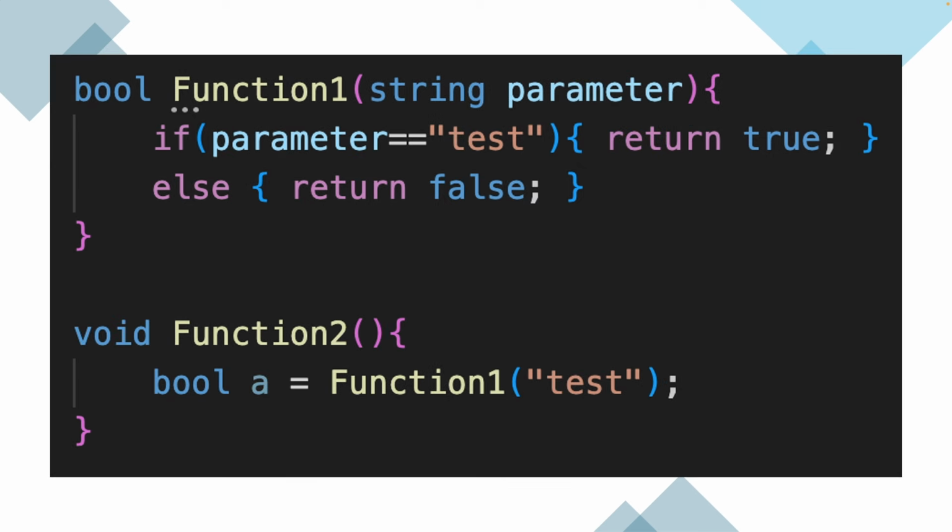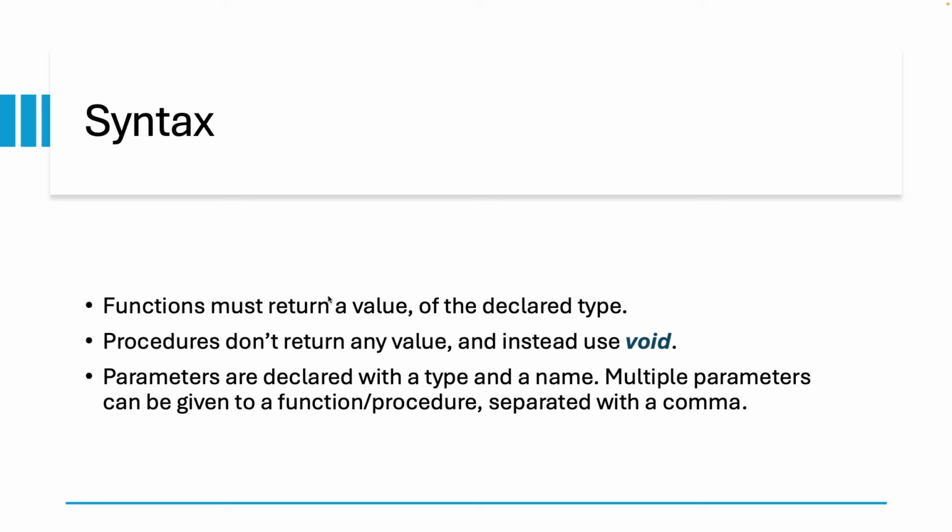We can call our function from anywhere. So we call function 1, and we set parameter to this string, checks it, returns the value we want, and then this variable is set to that function result. So functions must return a value of the declared type. Procedures don't return any value and instead use void. Parameters can be declared with a type and a name. Multiple parameters can be given to a function or procedure separated with a comma.